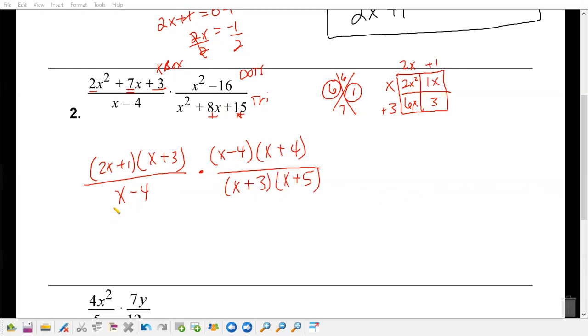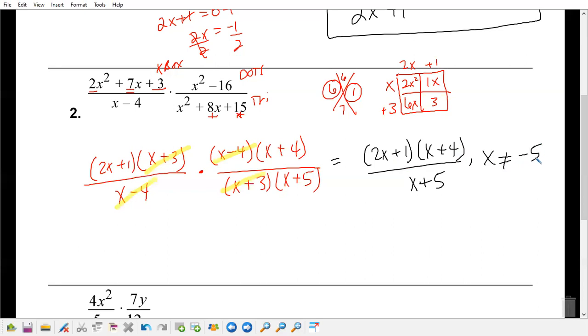What can I simplify? X minus 4, x plus 3. They're gone. And what am I left with in the numerator? And I'm left with x plus 5. For me, I'm okay if you stop here. If it asks for you to completely remultiply, go for it. Just FOIL it out. But we're going to stop here. And what is my restriction? X cannot equal negative 5.